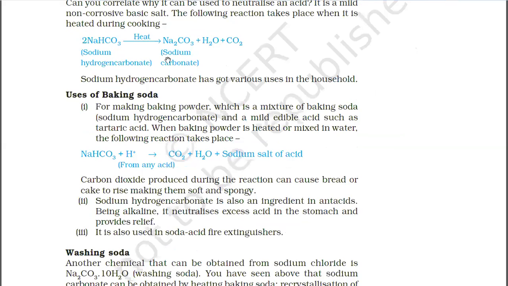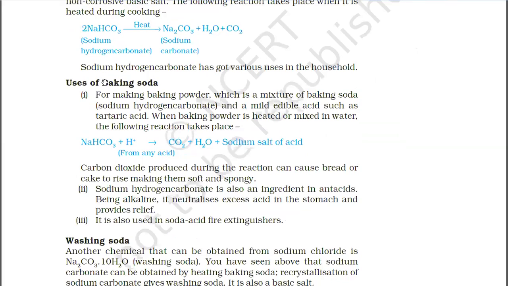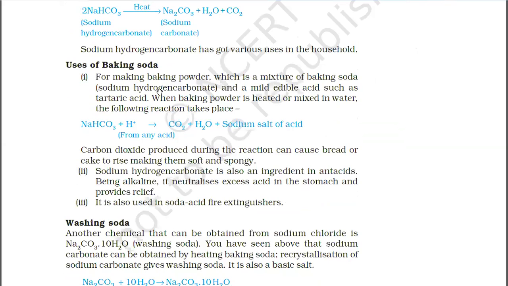2NaHCO3 on heating gives Na2CO3 + H2O + CO2. Sodium hydrogen carbonate has various uses in the household. Uses of baking soda: for making baking powder, which is a mixture of baking soda and a mild edible acid such as tartaric acid. When baking powder is heated or mixed in water, the following reaction takes place.